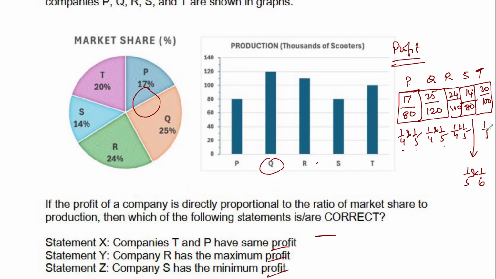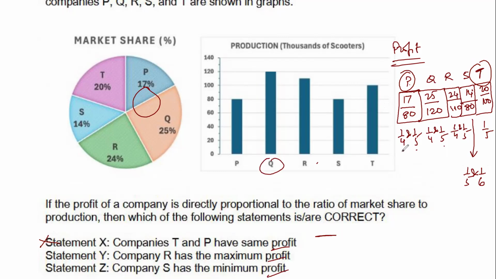Yeah, 1/5. So they're saying T and P have the same profit. T is 20% or 1/5, you could say. And this is between 1/5 and 1/4. So they cannot have the same profit. Statement X is out. Yeah. Company R has a maximum profit.